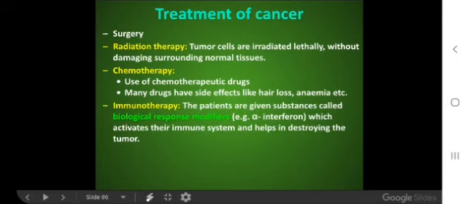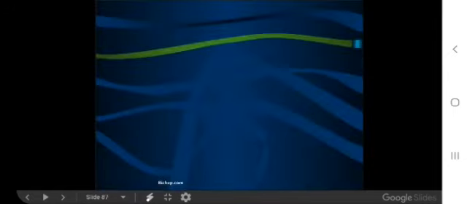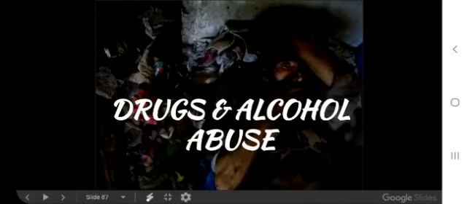Immunotherapy: the patients are given substances called biological response modifiers, such as alpha interferons, which activate the immune system and help in destroying the tumor cells. Most cancers are treated by a combination of surgery, radiotherapy and chemotherapy. So these are used in combination to eradicate a cancer.